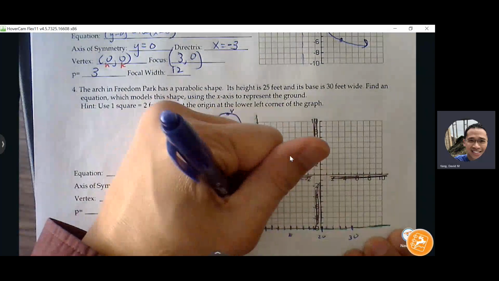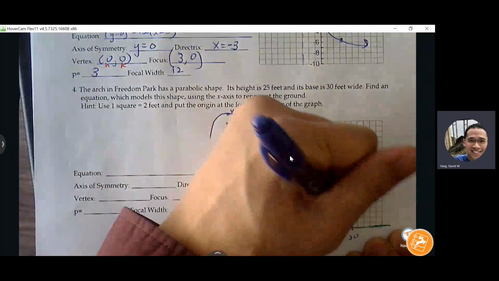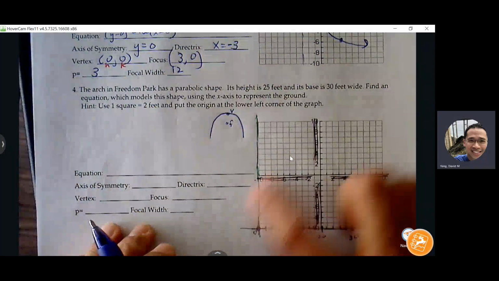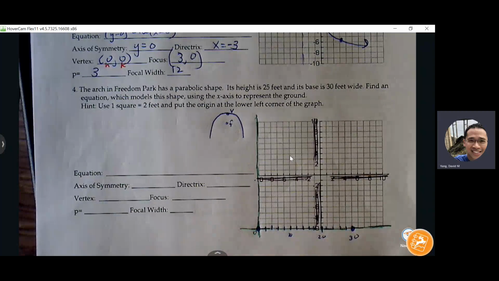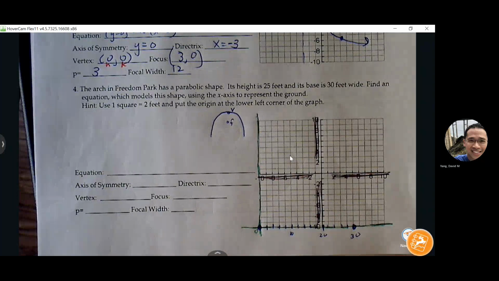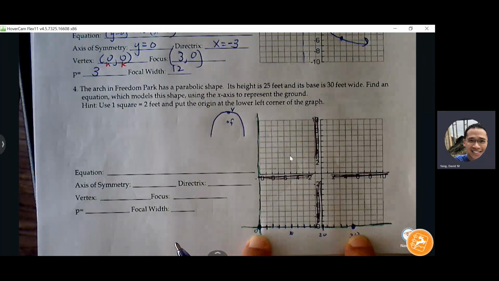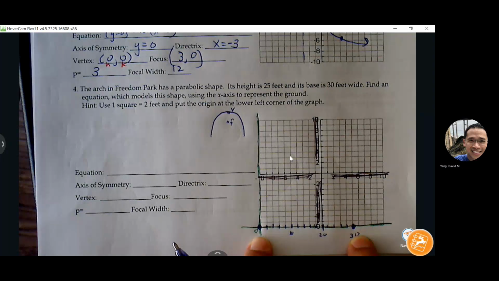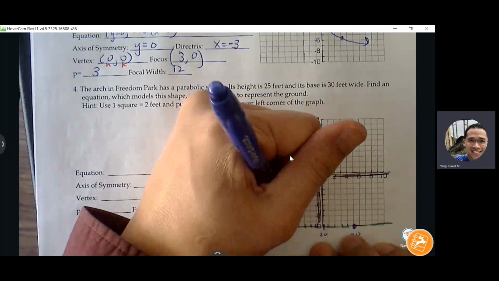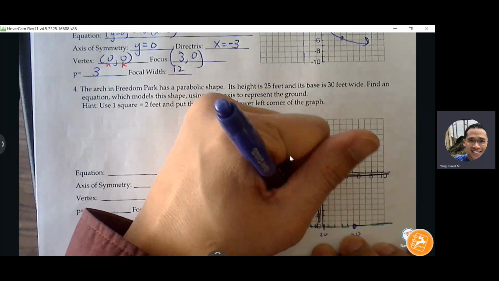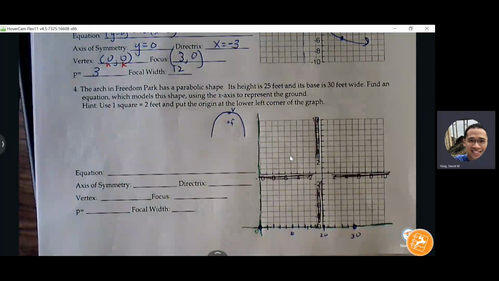So my parabola is going to have one point at 0, 0, and then the other point at 30, 0. Right? Because we know that's going to be the base of my arch. So where's my middle going to be? I can find my vertex. 15, right? So it's going to be in the middle here, 10, 12, 14, 15. There's my axis of symmetry.